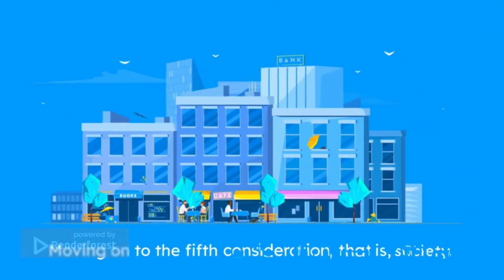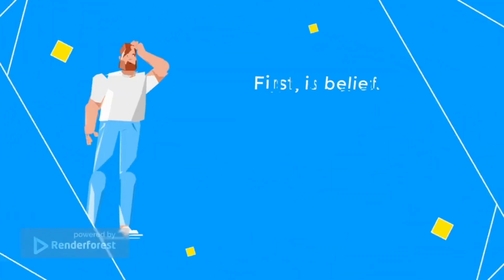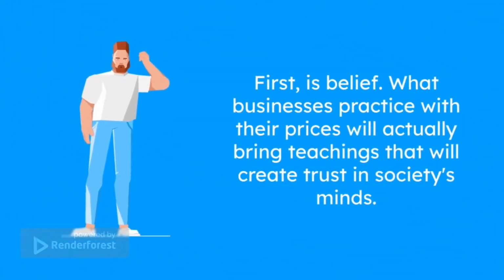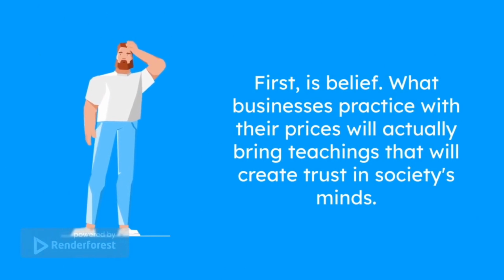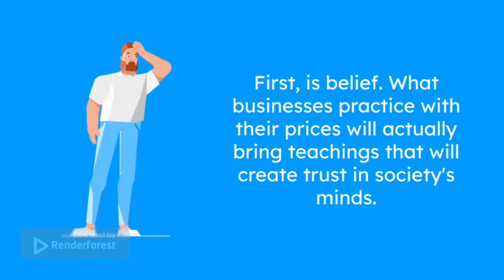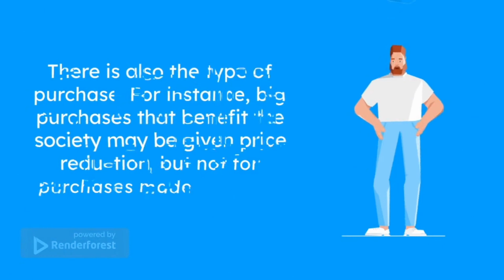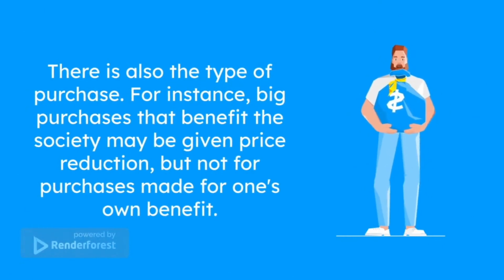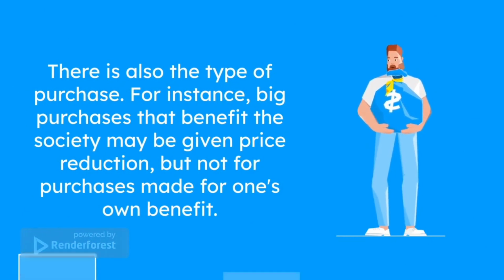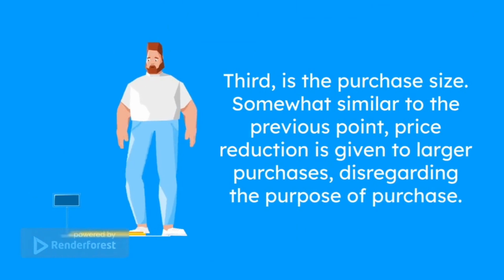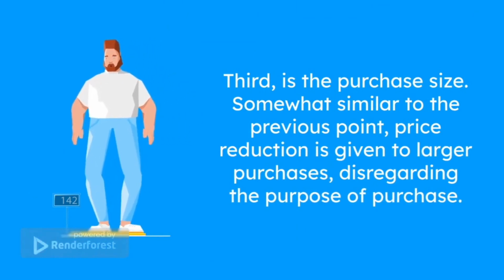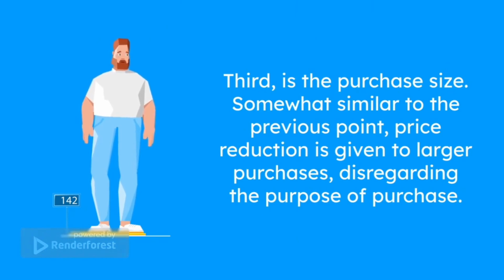Moving on to the 5th consideration, that is, society. First, is belief. What businesses practice with their prices will actually bring teachings that will create trust in society's minds. There is also the type of purchase. For instance, big purchases that benefit the society may be given price reduction, but not for purchases made for one's own benefit. Third, is the purchase size. Somewhat similar to the previous point, price reduction is given to larger purchases, disregarding the purpose of purchase.